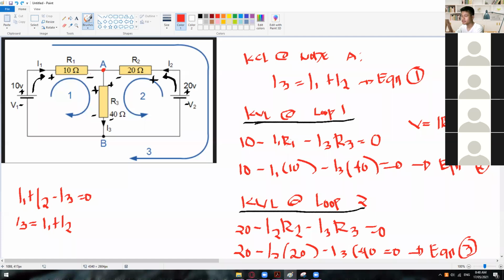Okay, and then just substitute your corresponding given values. R1 is 10, and then R3 is 40. So you will have this one now as your final equation number 2. Okay, so was I able to answer your question, Mr. Kabuntokan?